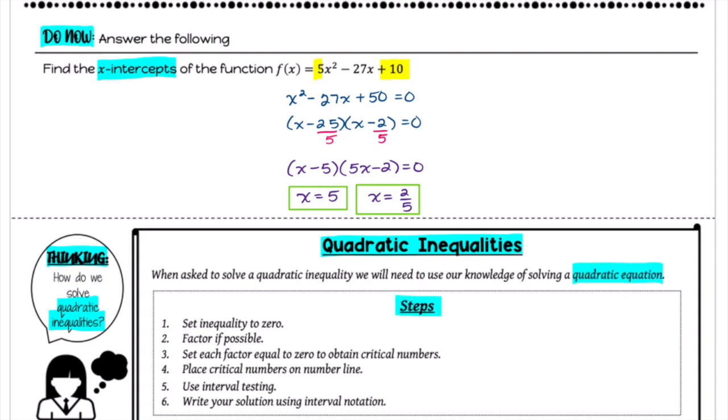The steps: set the inequality to 0. Factor if possible. Set each factor equal to 0 to obtain critical numbers. Place the critical numbers on a number line. Use interval testing. And write your solution using interval notation or any other notation that they have asked.